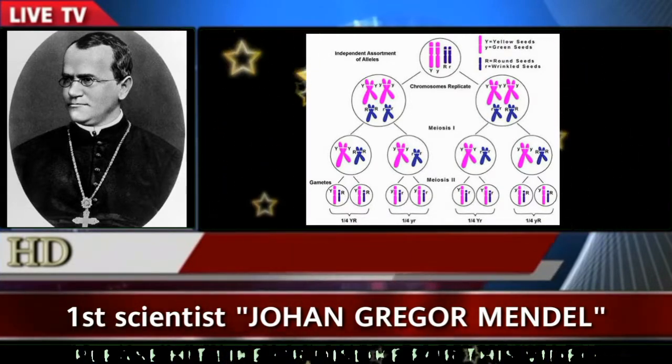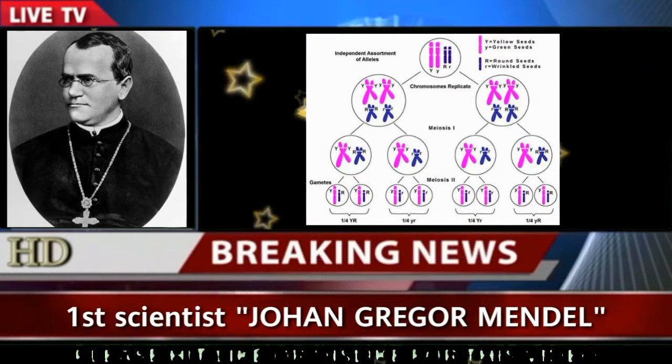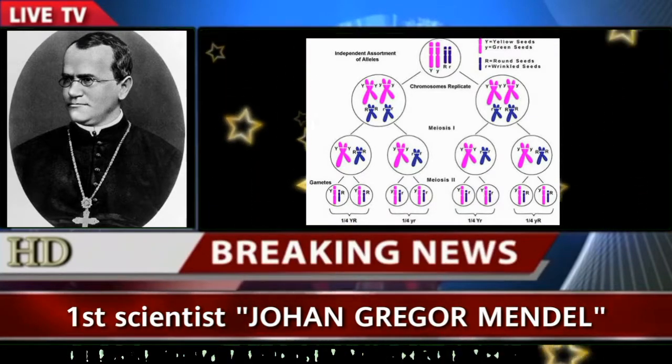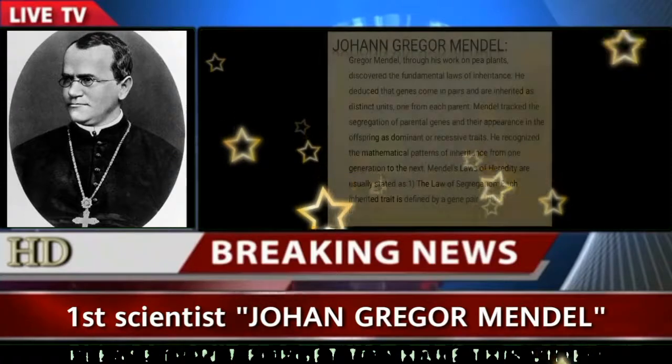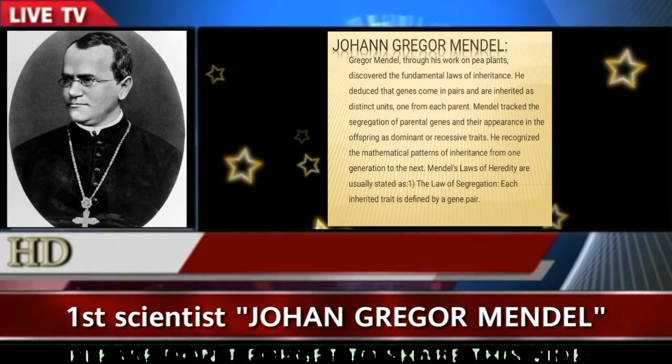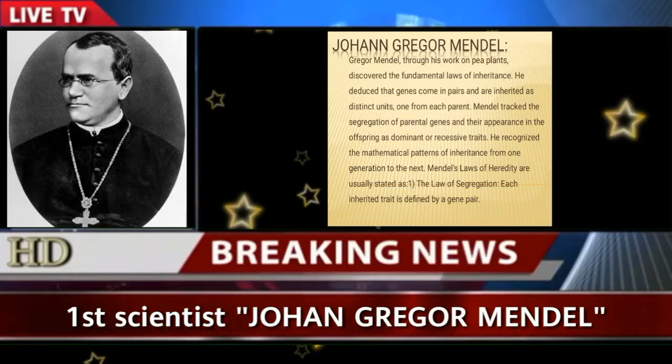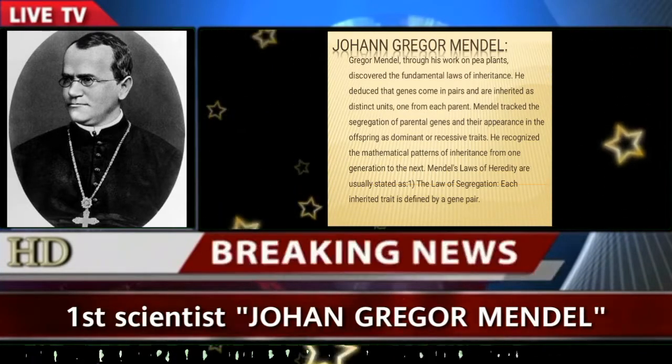Mendel's laws of heredity are usually stated as: 1. The law of segregation. Each inherited trait is defined by a gene pair. Parental genes are randomly separated to the sex cells so that sex cells contain only one gene of the pair. Offspring therefore inherit one genetic allele from each parent when sex cells unite in fertilization.